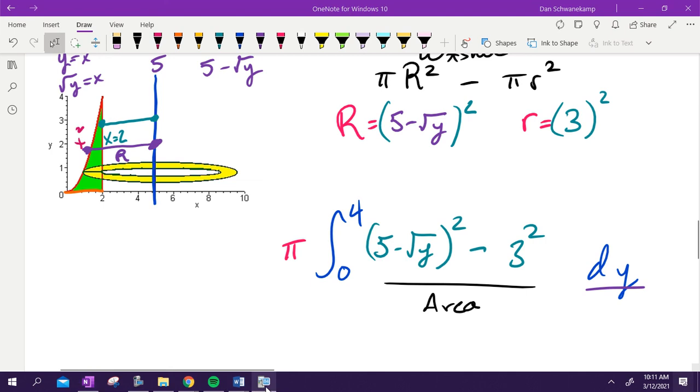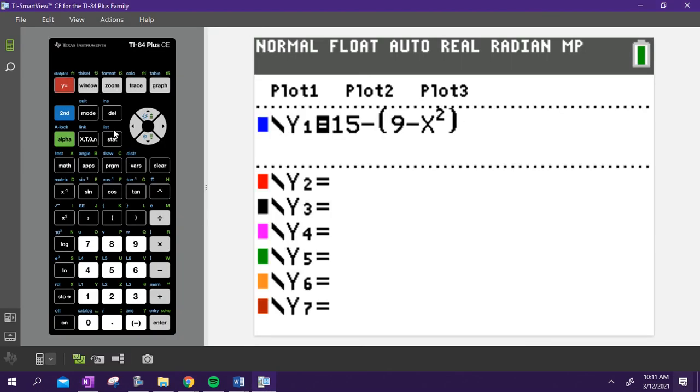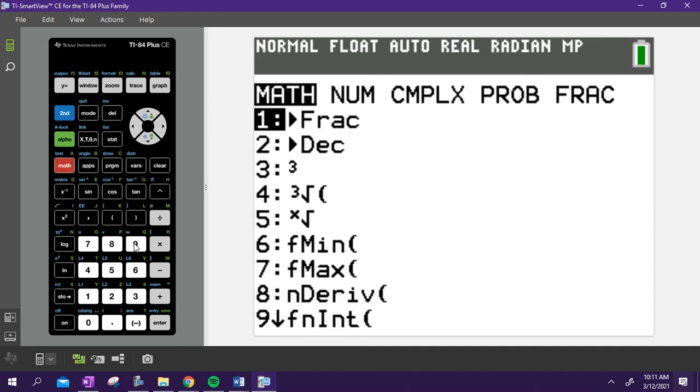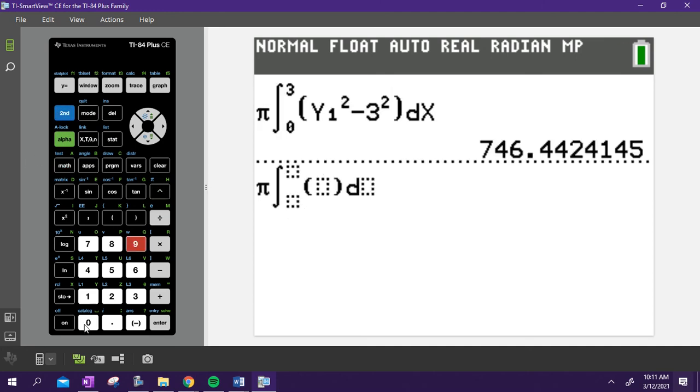There's lots of ways to do that. I would do this. Go to y1. Type it in. We've got 5 minus the square root. I'm not going to use y. I'm using x. If we're typing in as y1, you don't want to use y there. So it's 5 minus the square root of x. That's my first one. Throw a pi on the outside. Math 9. I'm integrating that thing from 0 to 4.